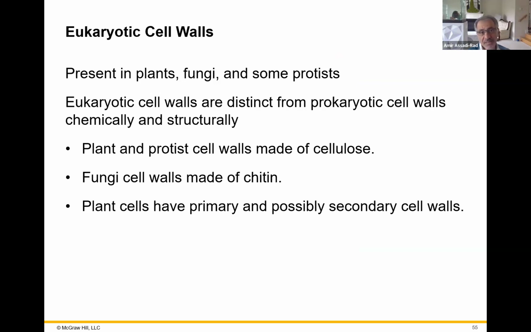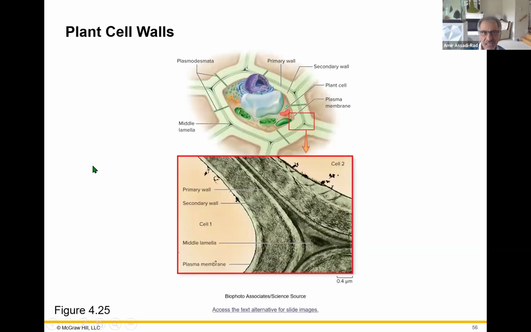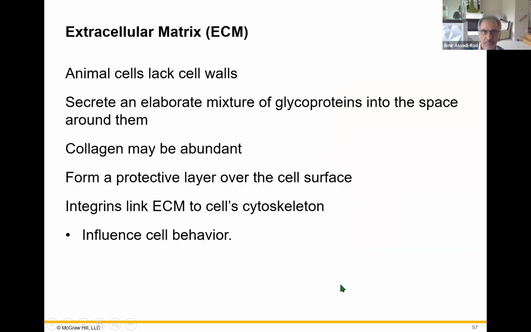Eukaryotic cell walls are present in plants, fungi, and some protists. We talked about that already. Eukaryotic cell walls are distinct from prokaryotic cell walls chemically and structurally. Plant and protist cell walls are made up of cellulose. Fungi cell walls are made up of chitin. Plants have a primary and possibly a secondary cell wall, so plants can have 2 or 3 layers of cell wall. Again, right here is a wall. They're talking about different structures. I'm not too crazy about it. Just remember that plants have cell wall.